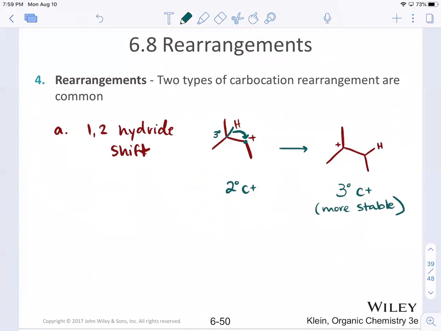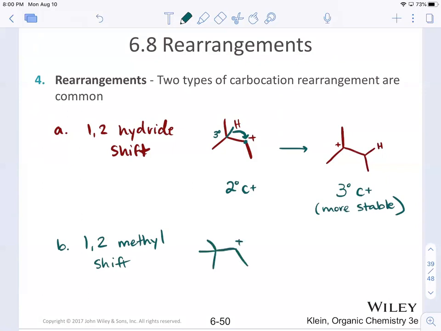We can sometimes see an intra type of a rearrangement. It's going to be super fun. We'll get there. But overarching idea, something is going to become more stable. A carbocation is going to become better. A 1,2 methyl shift can happen as well. Hydrides and methyls can shift. Nothing else can shift because nothing else is small enough.